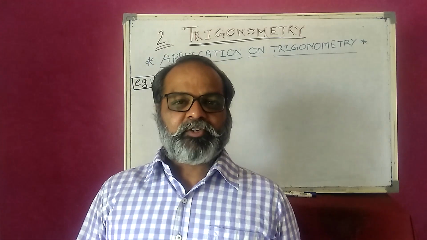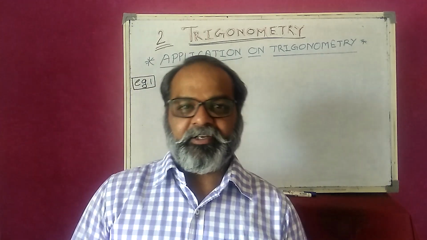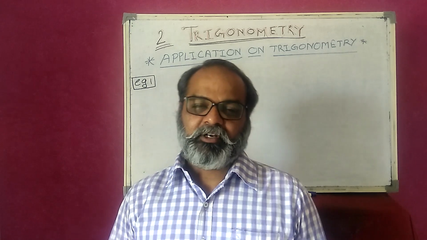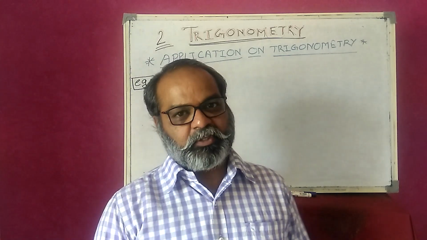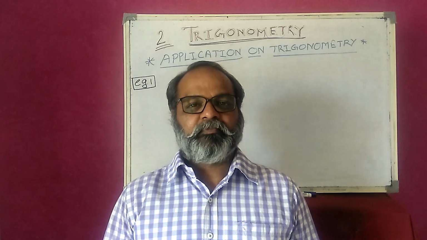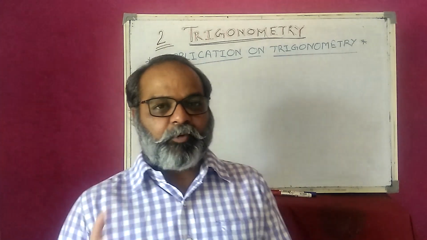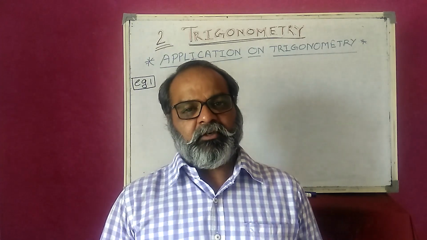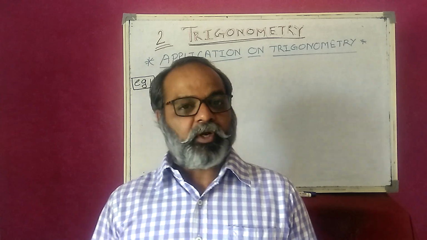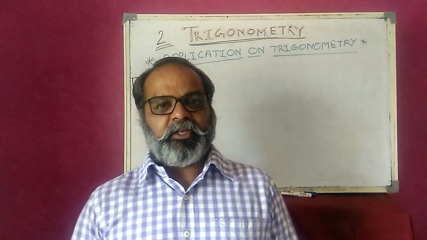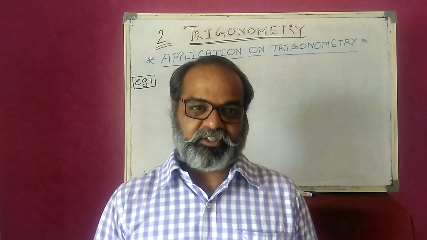In our previous video we discussed the trigonometric identities, that is sin square theta plus cos square theta is equal to 1, 1 plus tan square theta is equal to sec square theta, and 1 plus cot square theta is equal to cosec square theta, along with some problems and proofs. In this lecture we want to discuss some applications related to trigonometry.